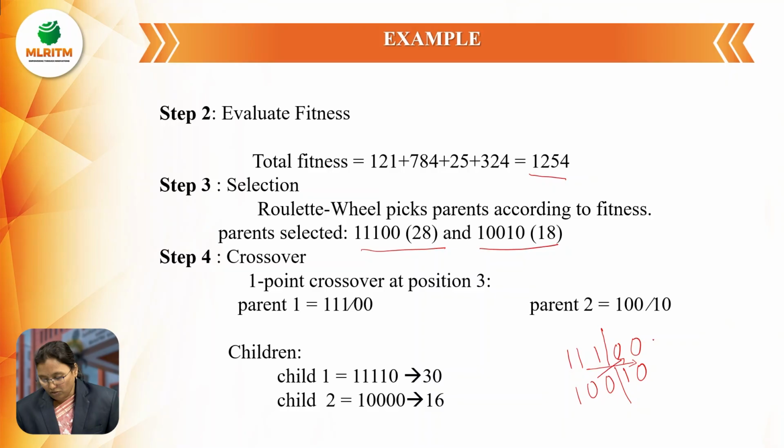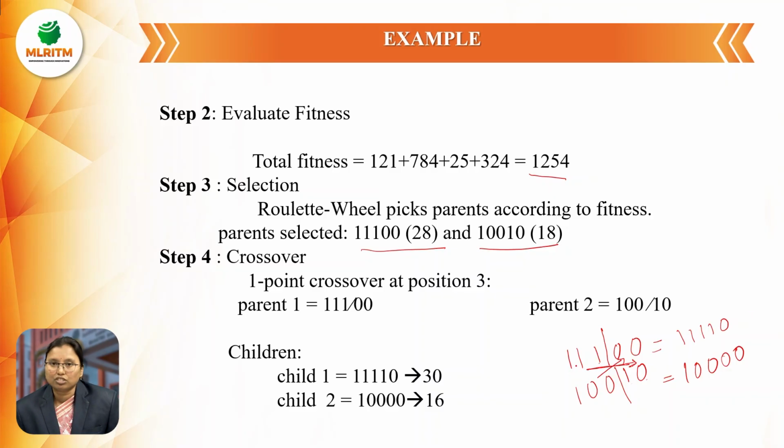So after crossover we will get the children. Child 1 is 11110, since I am crossing after 3 bits. Then child 2 is 10000. So we have to find the values after crossover.